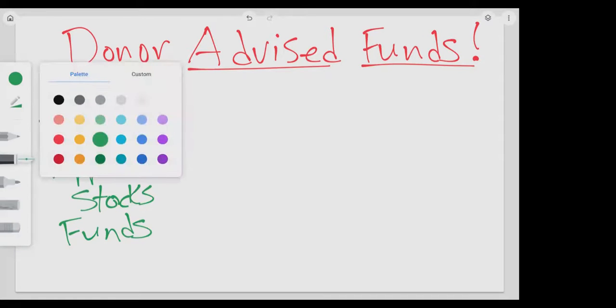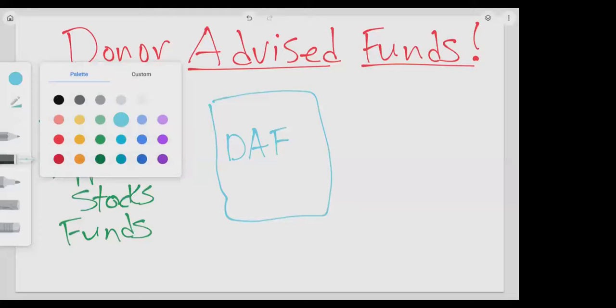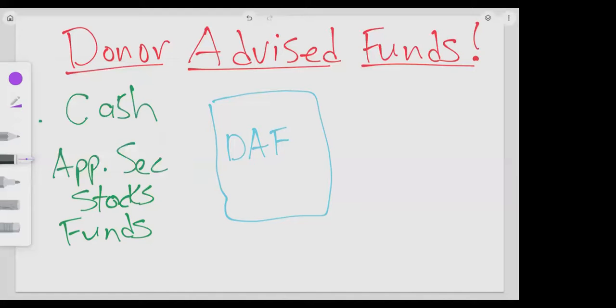You're going to take these items and put them into your donor advised fund. Now, where would you do this? You would do this at Charles Schwab. You would do this at Fidelity or Vanguard. I have mine at Charles Schwab. I have clients that have them at Fidelity. I have clients that have them at Vanguard. Vanguard has very high minimums. Schwab and Fidelity do not. So you put the cash or the stocks into the donor advised fund.